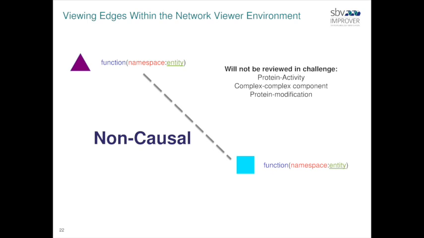And as we saw in the first example with AKT1, when it's connected to specific protein modifications of itself, such as phosphorylation of AKT1, these are connected using non-causal edges, and these are not supported by a specific scientific finding. So the non-causal edges will not be reviewed during the challenge, because the overall goal is to only verify those edges that have specific scientific support.